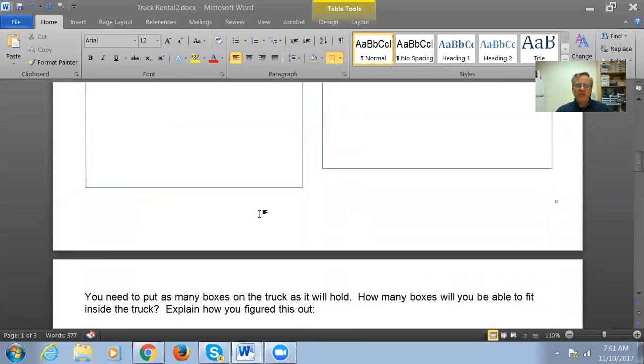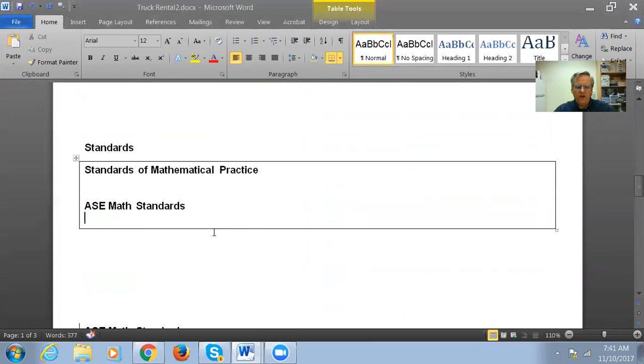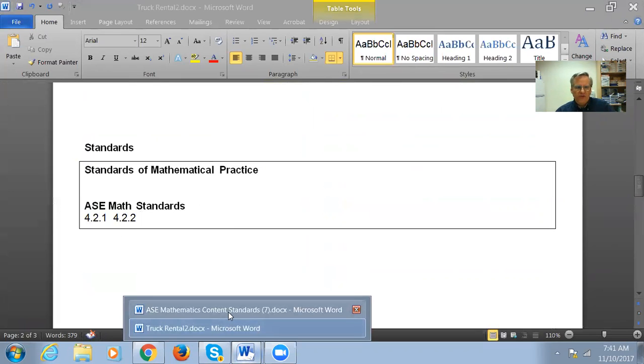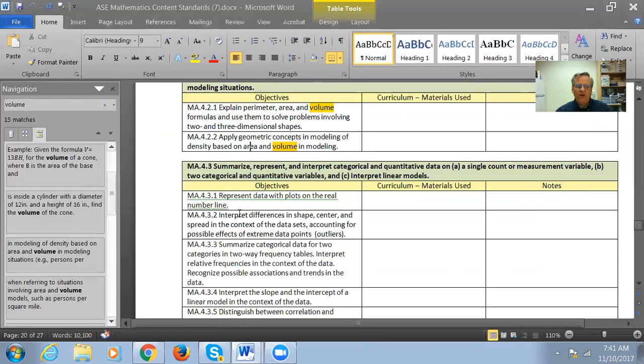So if I was putting this down in my lessons here, I'm going to say 4.2.1, I'm going to say 4.2.2, and I'm going to say, done, let's get a cup of coffee. That took what, a minute to do? That was not at all hard to do. In this particular box, I've also got standards of mathematical practice. There's only a couple of those, so those won't take long to do. And I don't really even have to include those if I don't want to.